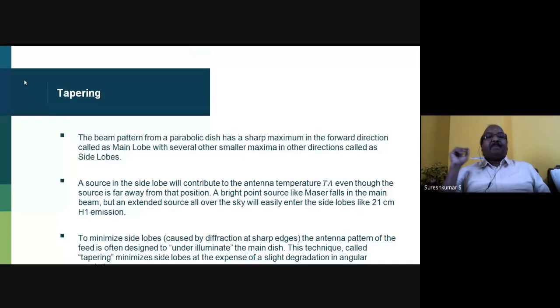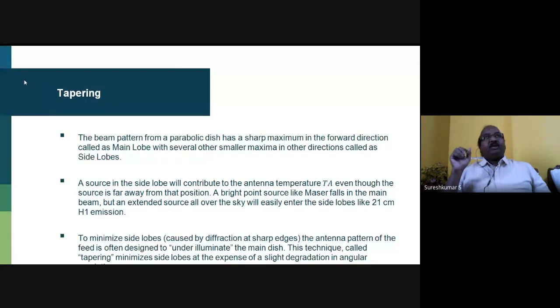And then tapering. What happens is when you build a parabolic dish with a feed there, it has a beam called the main beam, or the main lobe. Not only that, it has side lobes also. In astronomy, a point source like a maser falls mainly on the main beam, so there is no problem. We are able to detect the maser easily with the radio telescope. But the other source like 21 centimeter HI emission is present everywhere, and that also will get picked up by the side lobe. So it is very important in a radio telescope that this side lobe is kept low.